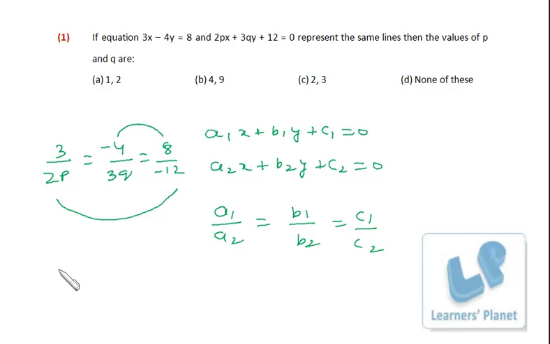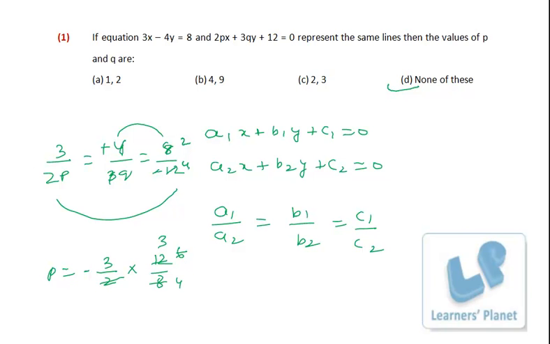So that's pretty simple. So p is equal to 3 by 2 into 12 by 8 negative. So it is minus 9 by 4, and similarly we can calculate the value of q. So q, negative and negative will be cancelled. 3 4s are 12, 4 2s are 8, so q will be 4 by 2, that is 2. So p is minus 9 by 4, that's not there in the option, so it is none of these.